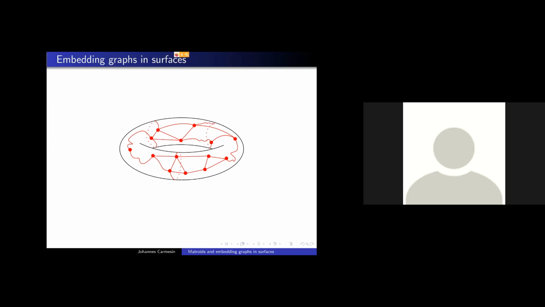of handles. Now the question is: you are given a graph and you want to embed it in a surface such that the vertices are embedded as points and the edges are embedded as one-dimensional topological curves so that edges do not cross. Here you see an embedding of the red graph in the torus.